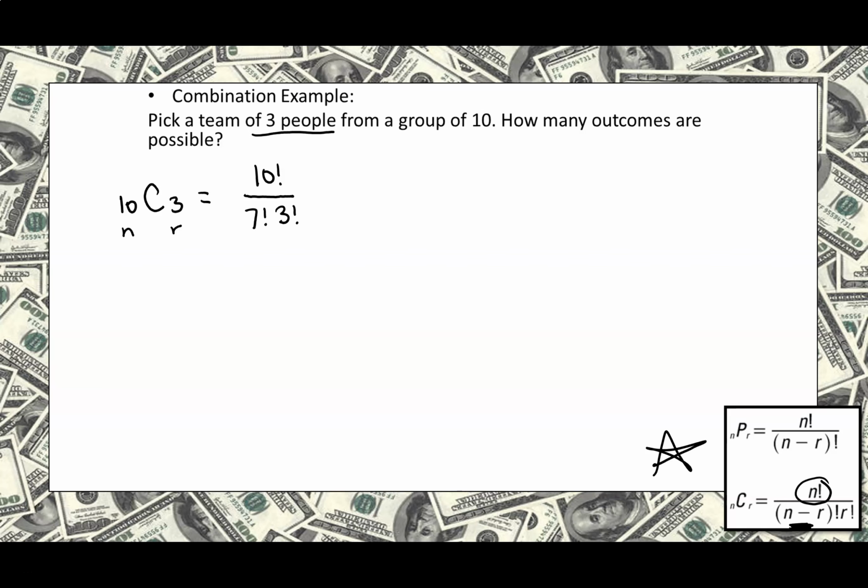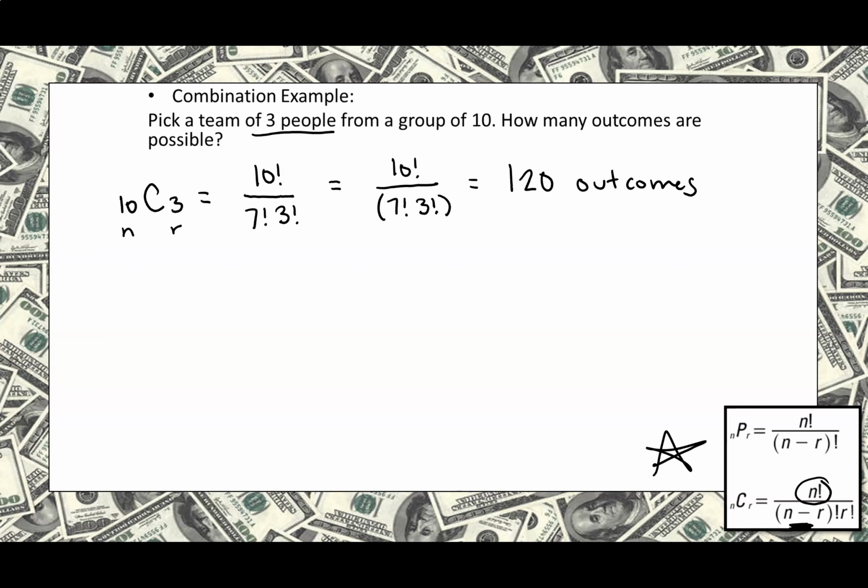Now, I would recommend doing this on your calculator. If you want, you could do 10 times 9 times 8 times 7 times 6 times 5 times 4 times 3 times 2 times 1 divided by those on the bottom as well, but I wouldn't. Just be careful if you're doing this in your calculator, make sure you put parentheses around 7 factorial and 3 factorial, or else your order of operations will be off. Please do this now and check that you've got 120 outcomes. All right, hopefully that matched.